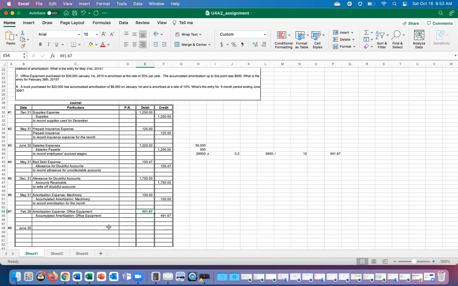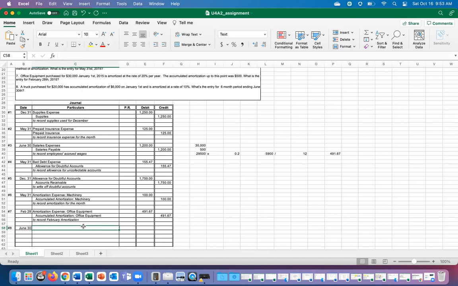Hopefully that makes sense. And then the third line, I've forgotten to do this in previous videos, so I won't forget to do it now. We just have to do our description of the transaction. And so I just put in to record February amortization. All right, so that is transaction 7.